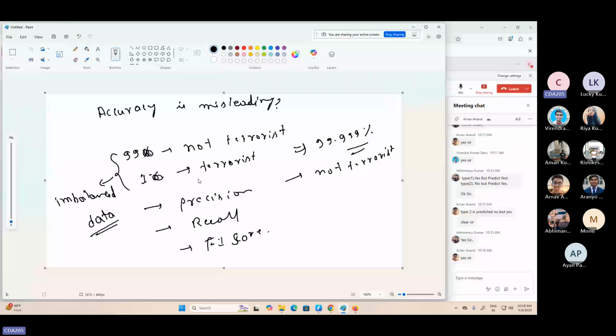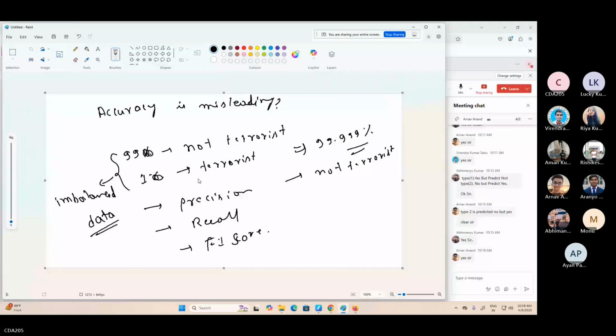So this accuracy, what is that? It is misleading when we have imbalanced data. Whenever there is imbalanced data, there we need the precision, recall, and F1 score. You got the point? It means we have nothing to do with the accuracy. We have to see where it is making errors, where the error is there.